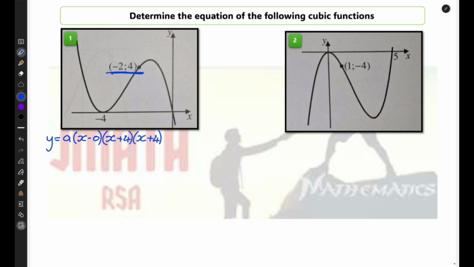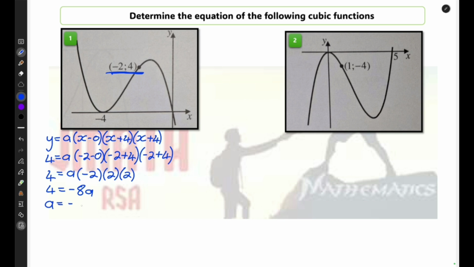Now I can sub in this point in the place of x and y. So I can say 4 equals a, minus 2 minus 0, minus 2 plus 4, and then minus 2 plus 4. So that tells me 4 is equal to a, and this is a minus 2. This is just a 2 and just a 2 again. So that tells me this is 4 and minus 8a. Therefore, a is equal to 4 over negative 8, which is minus a half.